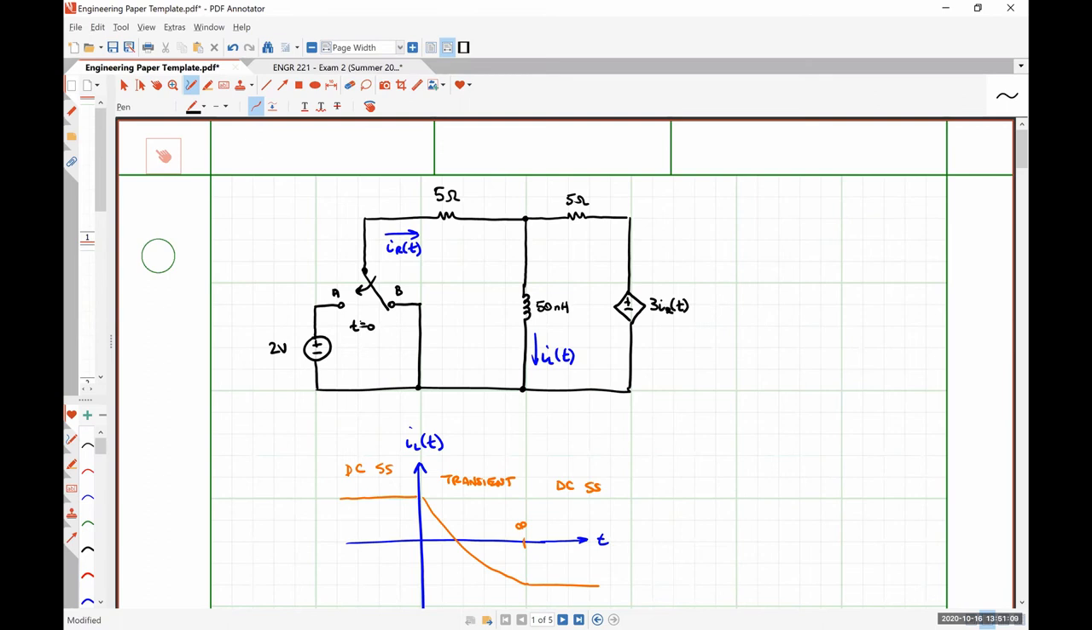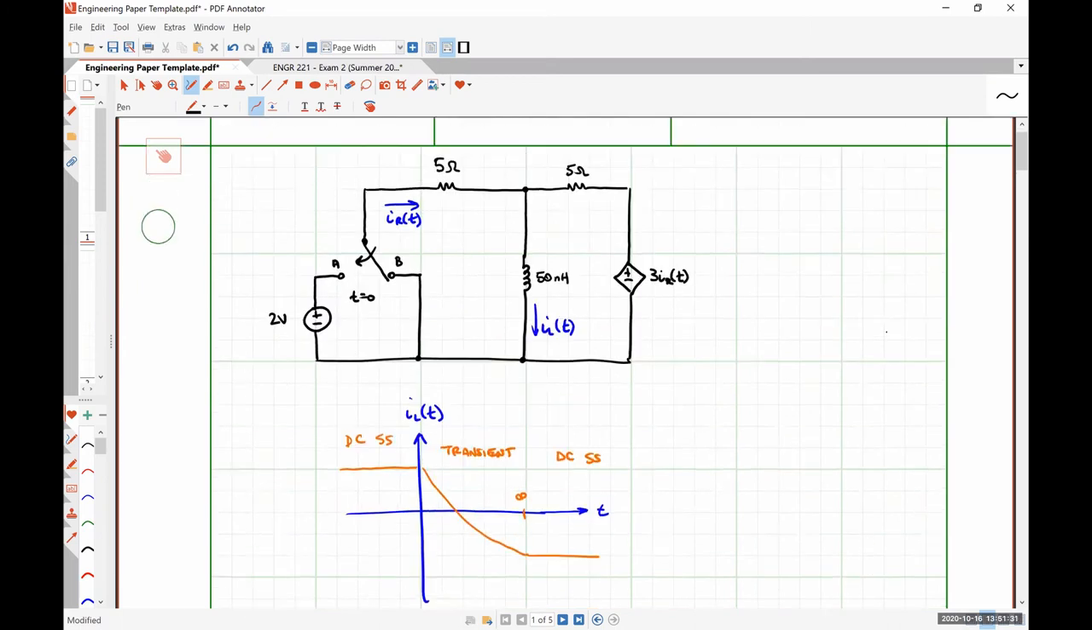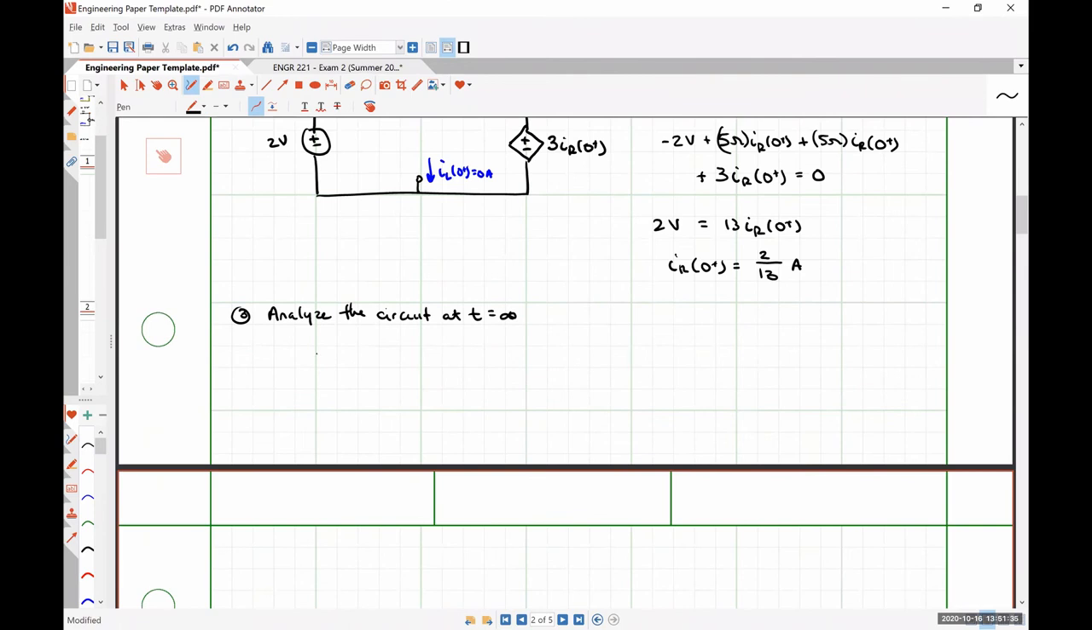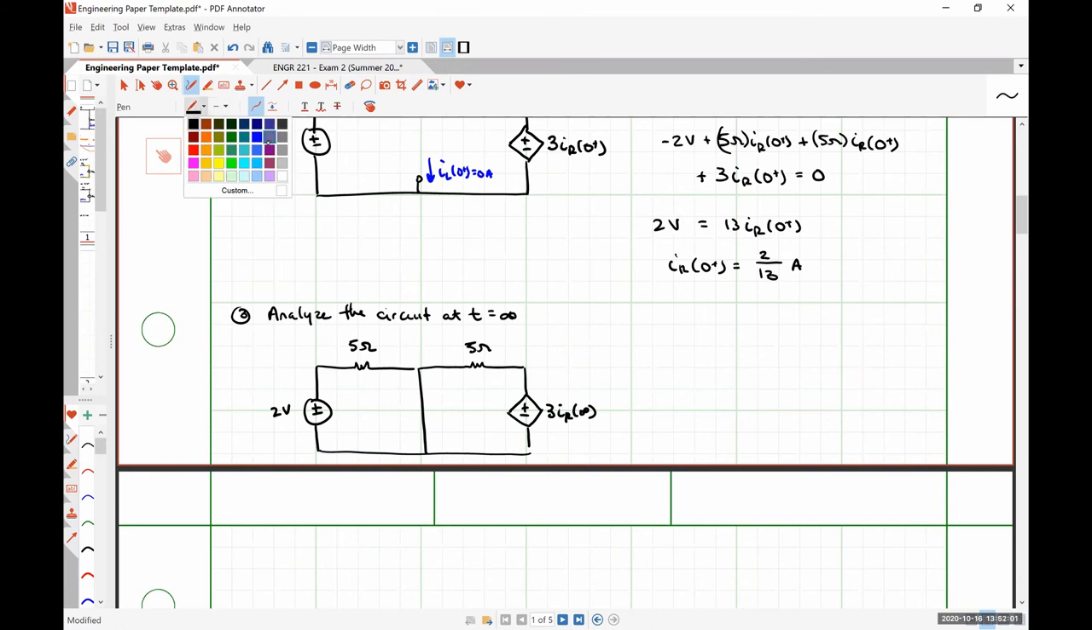So at t equals infinity, the 2 volt source is switched in, but we're also at DC steady state, which means our inductor looks like a short circuit, okay? At t equals infinity is a long time after our transient condition has died out, so we are inherently at DC steady state. So our circuit of interest that we're going to be analyzing is this guy, where we are trying to find this current and this current.